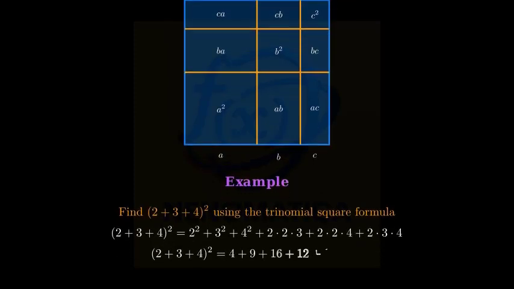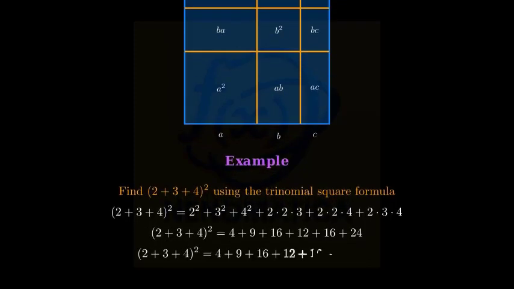Now, let's calculate each term. 2 squared is 4. 3 squared is 9. 4 squared is 16. 2 times 2 times 3 is 12. 2 times 2 times 4 is 16. And 2 times 3 times 4 is 24.